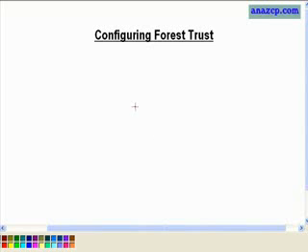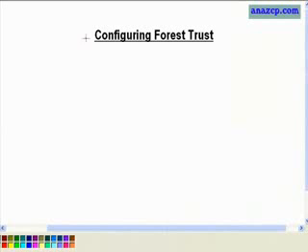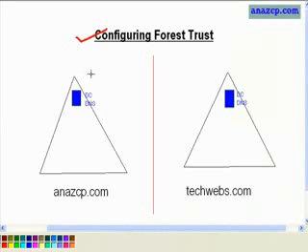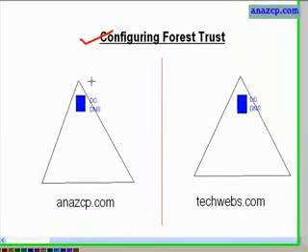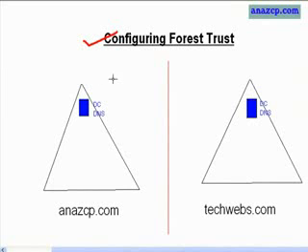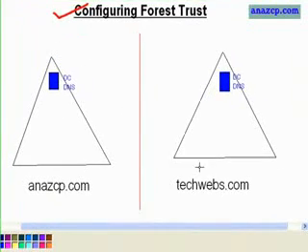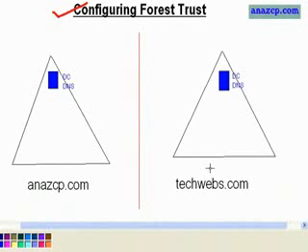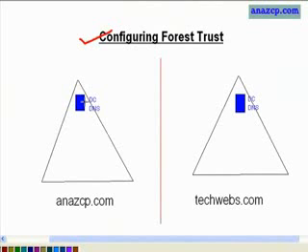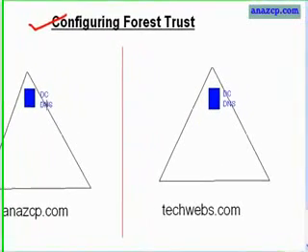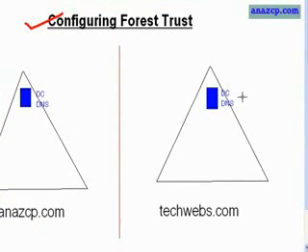Here in this scenario I will show you how to configure a forest trust between two different forests. Here in this picture you can see two different forests. Each forest contains only one domain, and this is nscp.com and this domain is called techwebs.com, and both the domains contain one domain controller, and this domain controller itself is the DNS server for this domain, and here it is also the same.